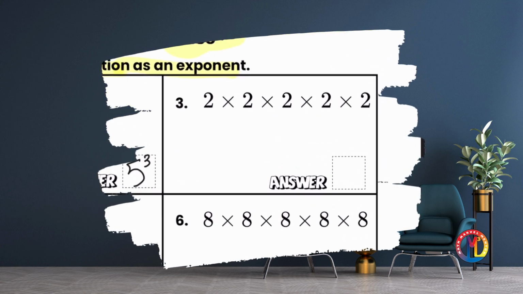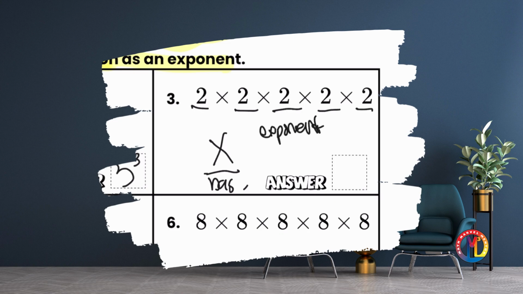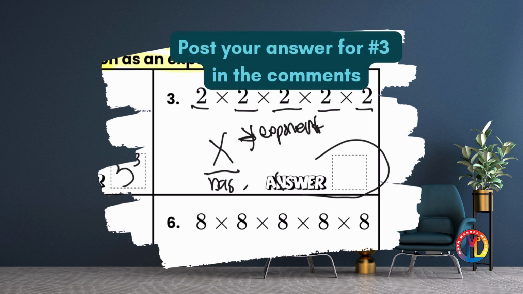Let's have you try one. Go ahead and do number 3. You have 2 times 2 times 2 times 2 times 2. The base is your big number, and I need to know the exponent, what your little number is. So what is the base and your exponent? Write your answer. If you're working from your workbook, put it in your workbook. If you're doing this on your own, go ahead and put your answer in the comments and we'll see if you got it right.